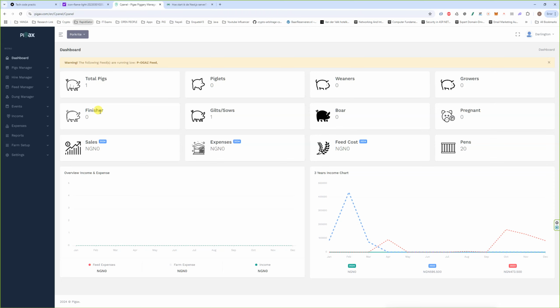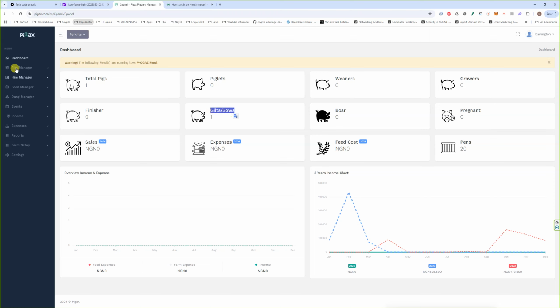A gilt or a sow is what Obi explained. A gilt has never had a baby before. A sow has had a baby before. A boar is a male pig. So these names you also find them here. Now on this pig manager, the only types of pigs that can get pregnant are gilts and sows. So what I do have here is a sow at the moment.